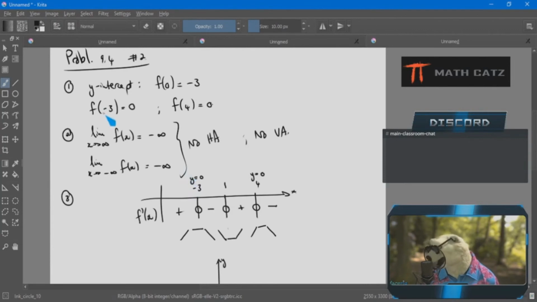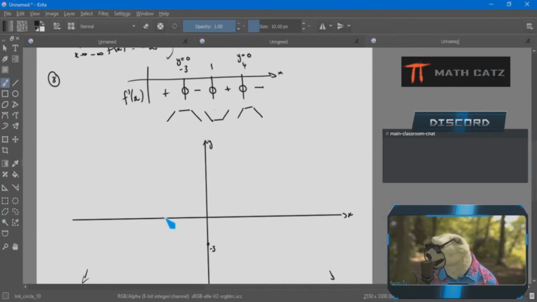I have x-intercepts at -3 and 4. That's important, but not super important. Luckily, it lines up with where the critical points are. -3, 1, and 4. Okay, so let's give me some space here. Let's say -3 is over there. I know that's an x-intercept anyway. 1, maybe a little closer. And 4 maybe over there, and that's an x-intercept as well. I don't know what the y value is at x equal to 1.